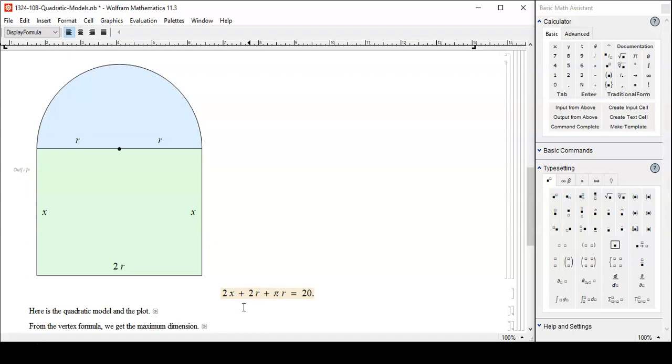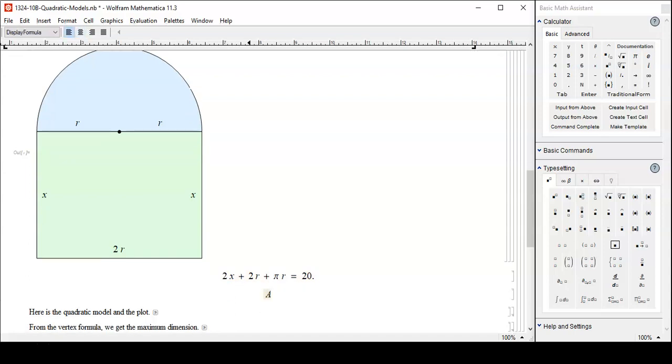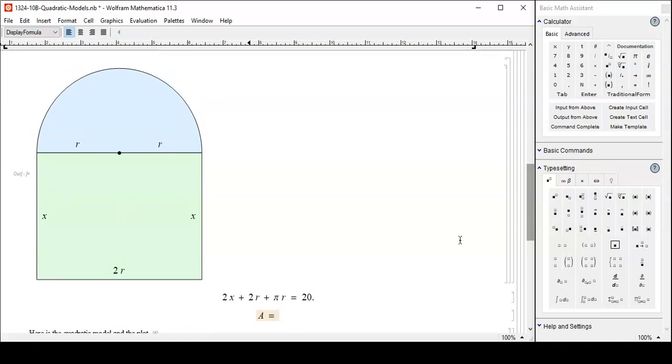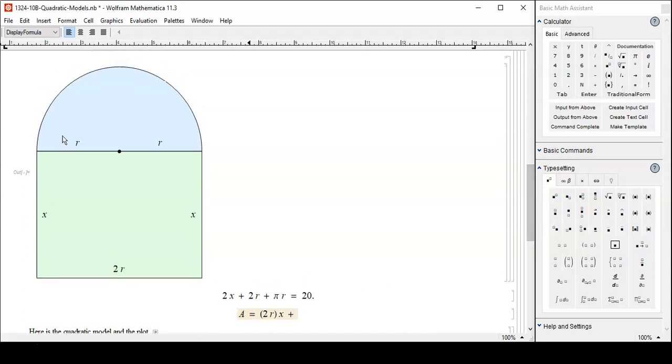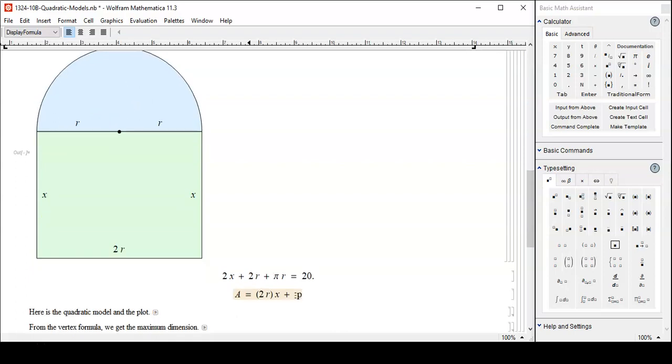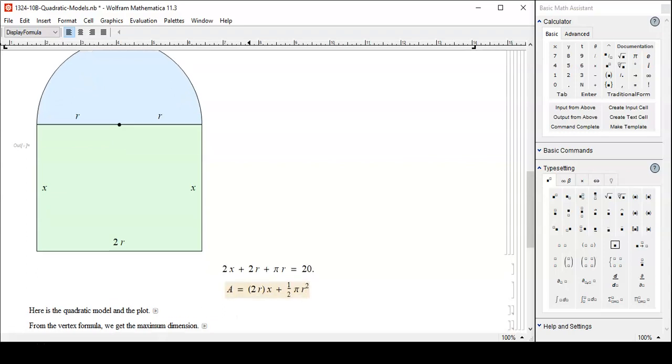Okay, what is the area? Area of this green rectangle, so 2r times x. And then the area of this blue semicircle. Whole circle has area pi r squared, but half circle, so 1/2. So you have to model this area, which is quadratic.